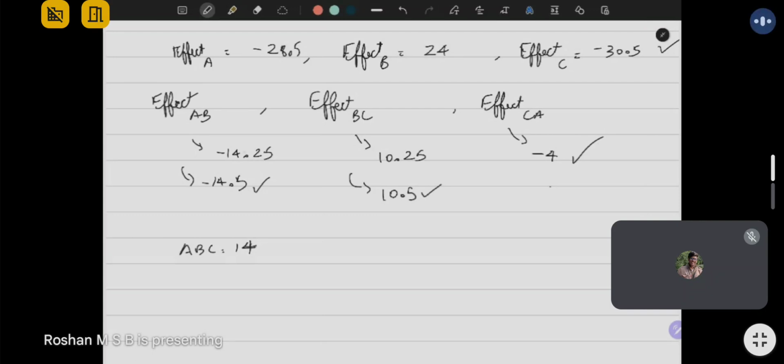Everyone else got the terms correctly for two-way interactions, right? Two-factor interactions. Are there any doubts on how to do it or not? So ABC is minus 14. Minus 14 or plus 14, or 14 minus 14, or 8.